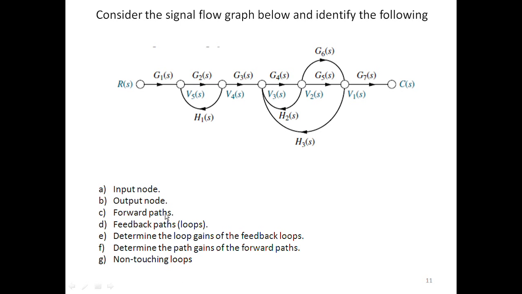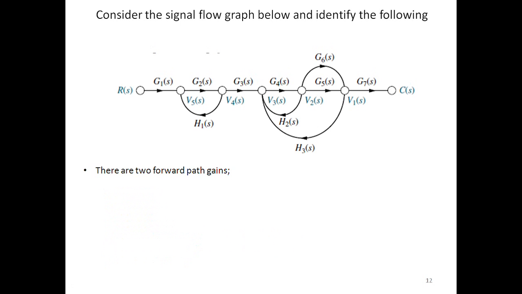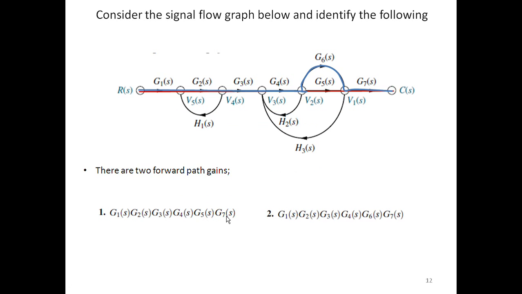Then what is a forward path? So how many forward paths are there? The meaning of forward path is a path which starts from the input node and ends at the output node. So here we can easily get this is one forward path and this is the second forward path. So this is 1, its gain is g1 of s, g2 of s, g3 of s, g4 of s, g5 of s, g7 of s. And in the same way this is another forward path. So there are two forward paths.